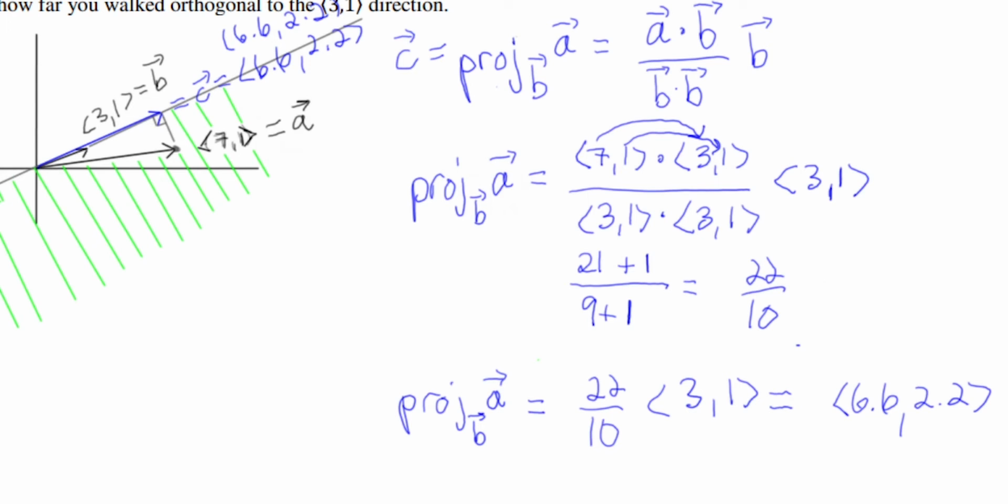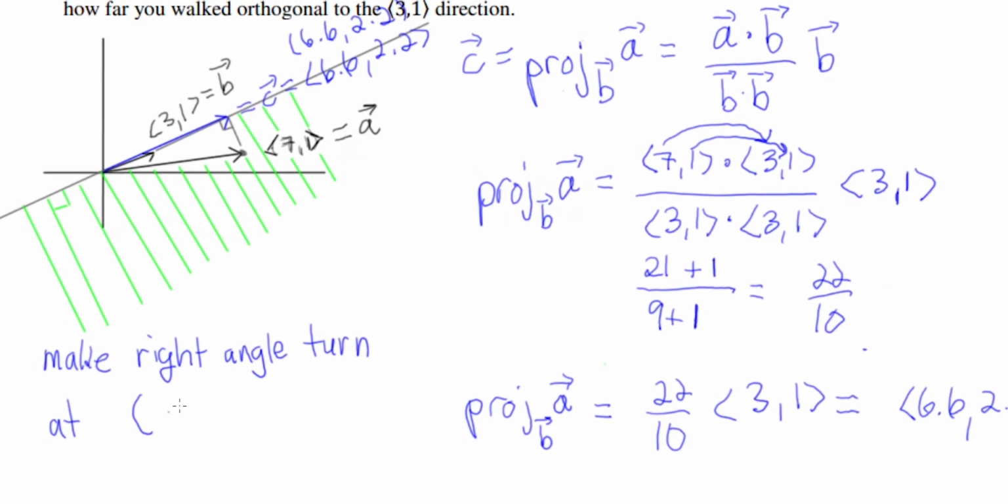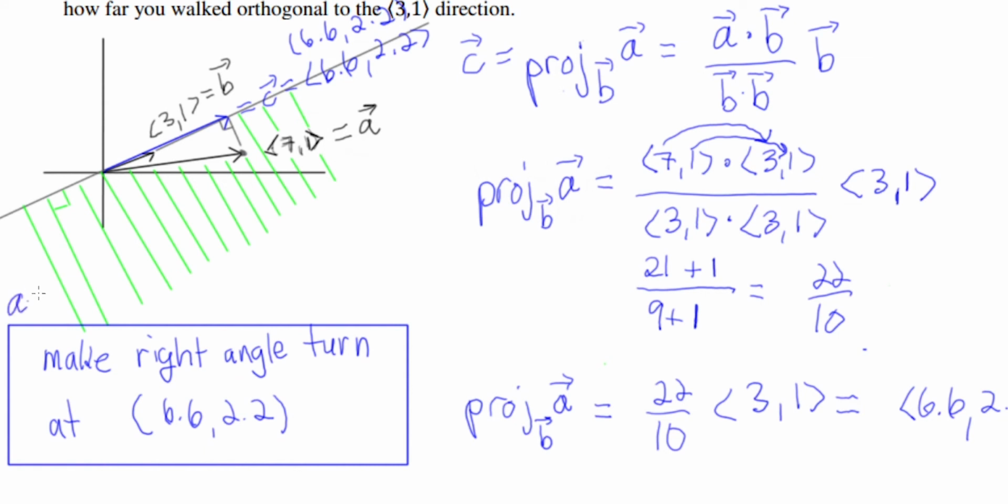Okay? All right. So we know that we're going to make that right angle turn at point 6.6, 2.2. And so that is the answer for part A.